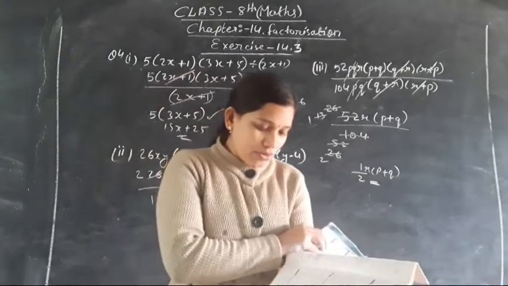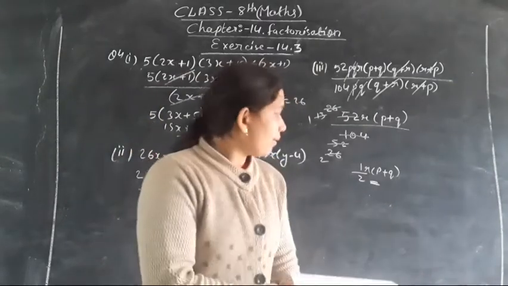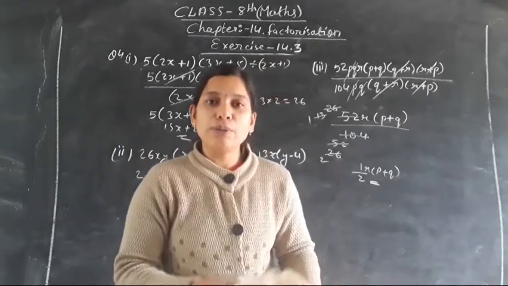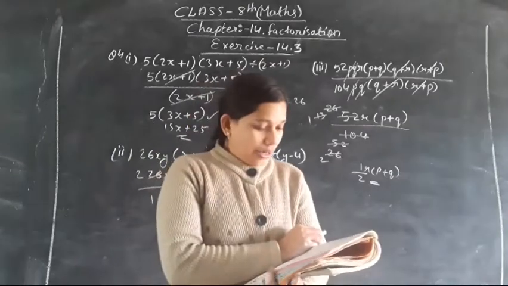That part itself is left. Rest others will get cancelled; nothing will be remaining. Okay, so that is 1 upon 2 into R into P plus Q is the answer. Clear up to here?